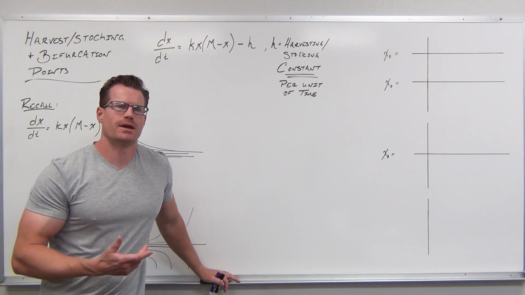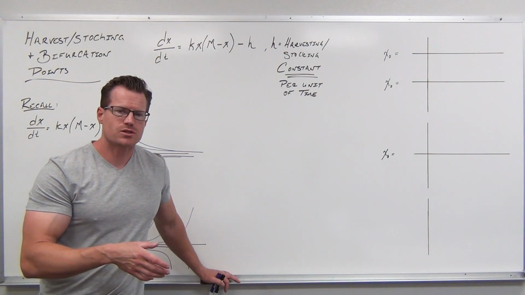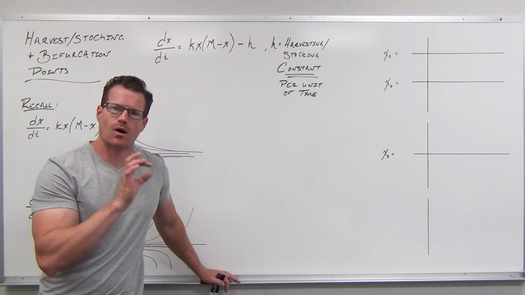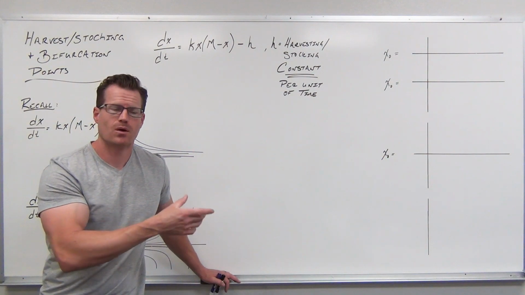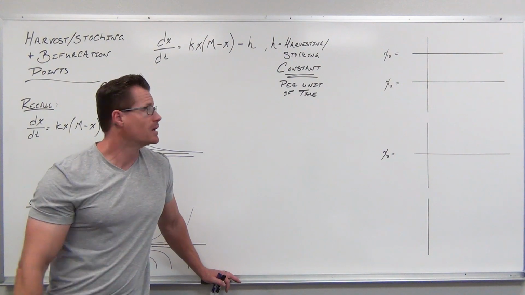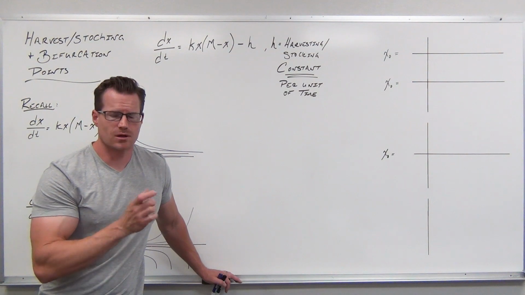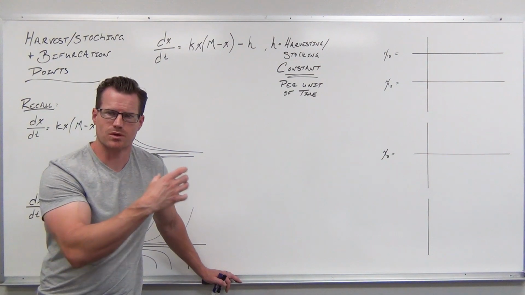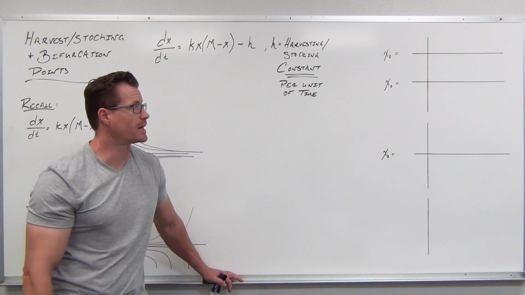Also keep in mind that H has to be constant. And that's constant per unit of time. So if our time period is per year or per day or per month, then that harvesting is how many items you're taking out per year or per month or per day. And it's not going to change. So we're going to consider that to be a constant. Just like our growth rates and death rates were number of items or number of population per thousand per year. This is how many you're harvesting or stocking per year, per day, whatever that is.